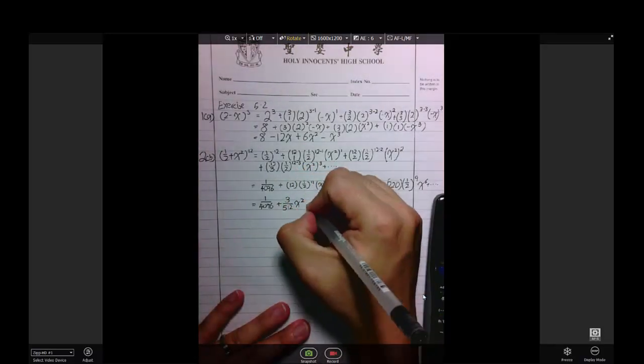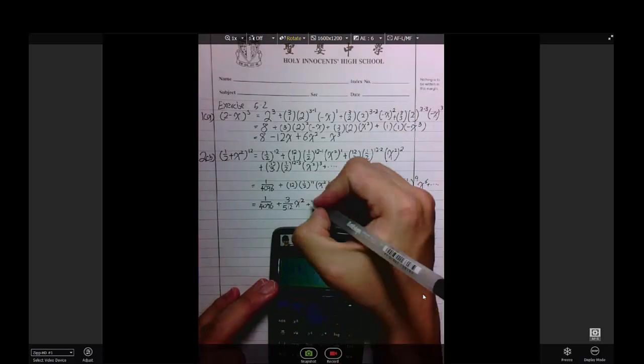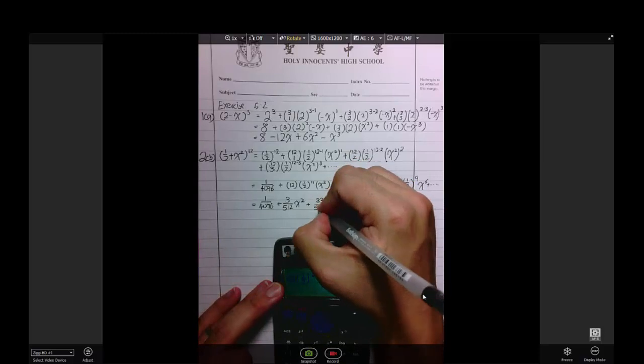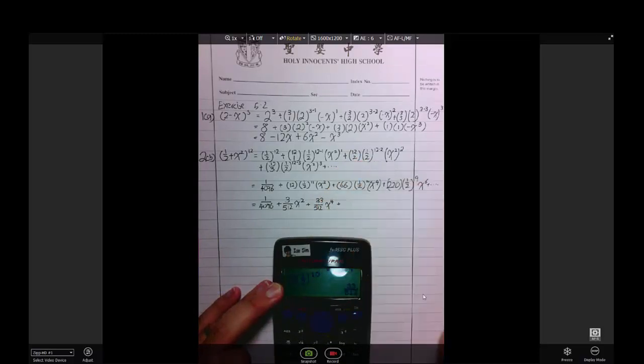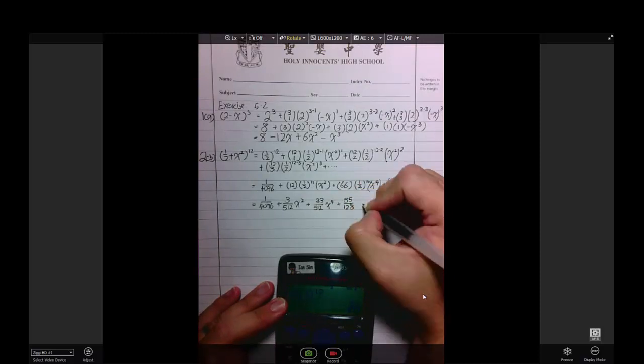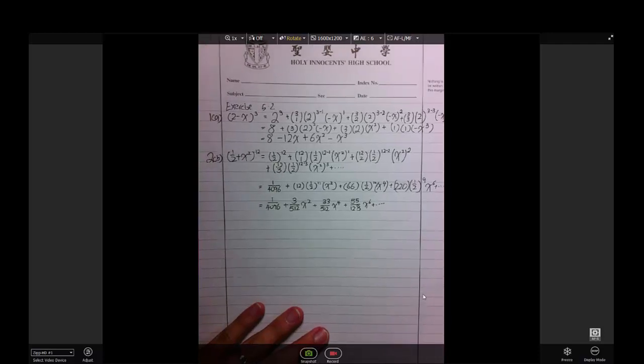Okay, similarly for this part I key for you to see: 66 times half to the power of 10. What I get is 33 over 512 x to the power of 4. And last but not least, this one, if I key in everything correctly, which I'll just shortcut here, I should get 55 over 128 x to the power of 6 plus dot dot dot. And I've completed 2b so far.